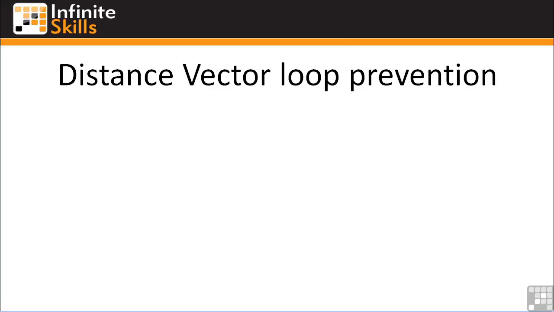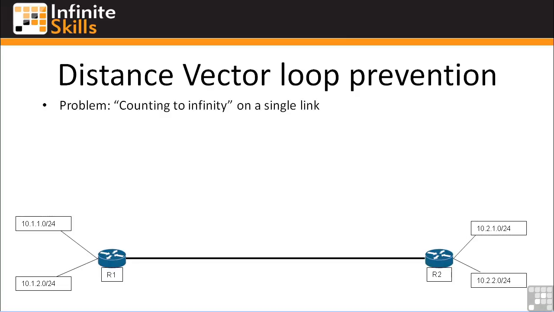So let's move on to the first looping issue you could run into in distance vector networks, and that is counting to infinity on a single link. Now, again, you won't actually count to infinity, you'll just count to 16, but the net effect is pretty much the same. So let's assume we have a pretty simple network here, two routers, one link, each with two networks on the other end of this router.